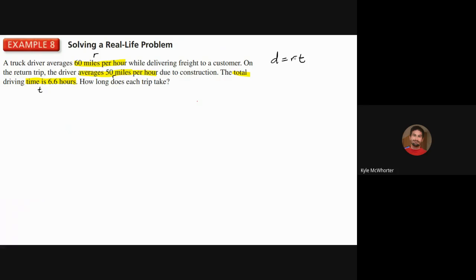How long does each trip take? That's probably something we're going to have to answer at the end of this, because we're going to need to figure out the distance. We have 2 rates and a time, so we're going to have to figure out a distance, right? So let's see what we can do.